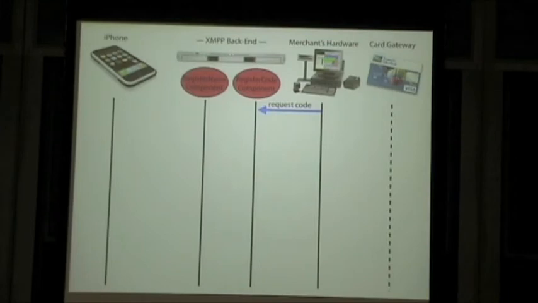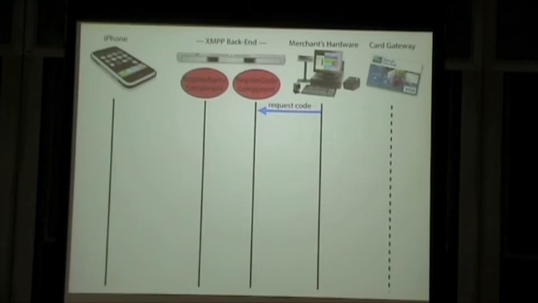A register code is a dynamically generated four-character code. When we're figuring out how we're going to connect the iPhone with the register, we wanted to come up with a solution that would minimize any hardware added to the system. So this unique register code is going to be the handshake between the merchant and the iPhone.